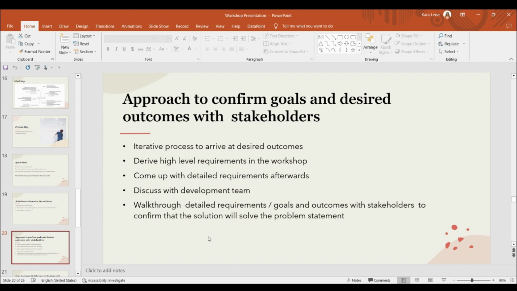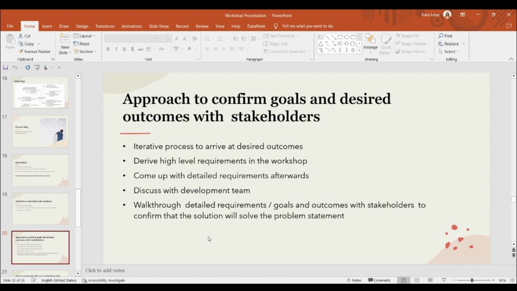Approach to confirm goals and desired outcomes with stakeholders. So how would you achieve the goals that you want to the stakeholders? It's a very big question. So it's an iterative process to arrive at a desired outcome. You're not going to get it one and done sometimes. Sometimes you have to do 2-3 workshops because everybody has a different opinion on different things. Some people want it blue, some people want purple, some people want red. Who knows? You end up with yellow probably, right?